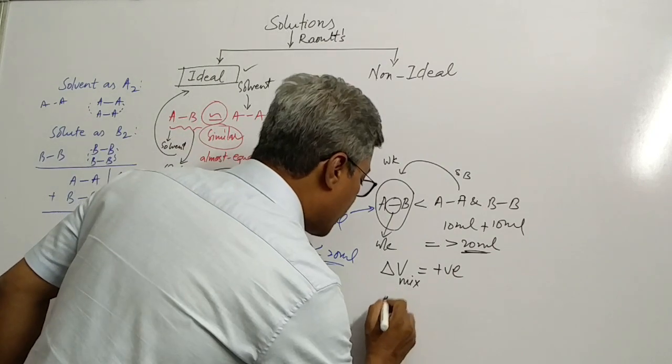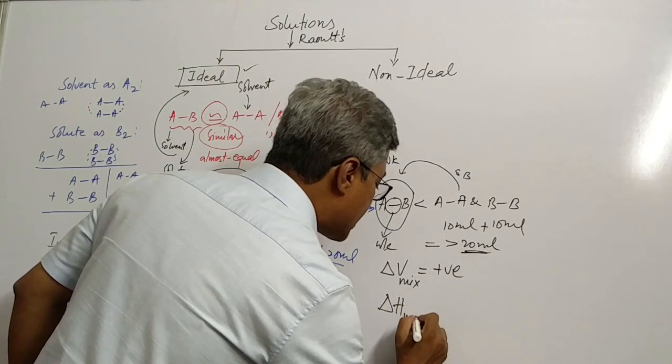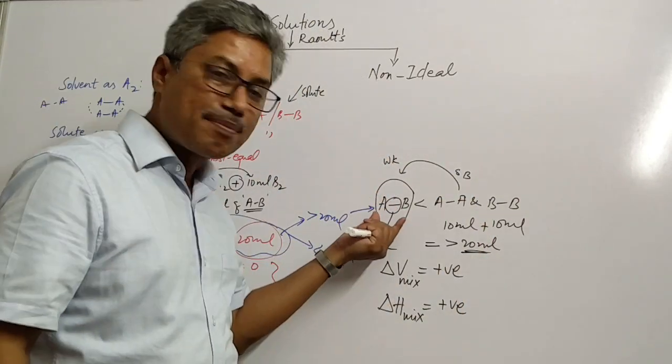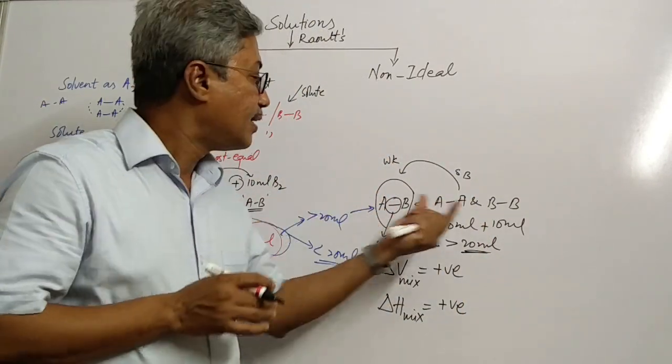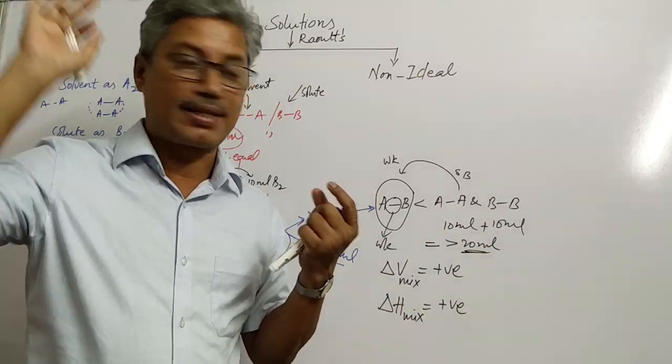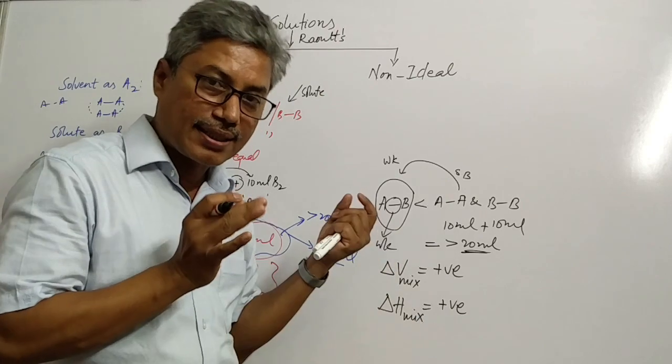See students, therefore delta H mixing is also positive. This is weaker bond, that means its energy is less. These are stronger bonds, that means their energy is more. They have released more energy. This has released less energy. Is that clear, students?